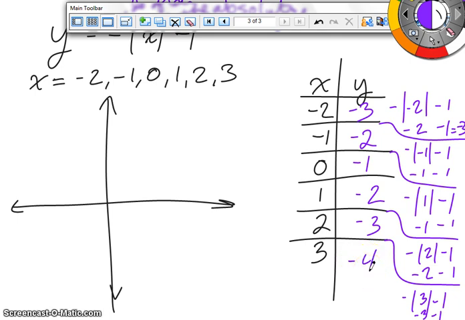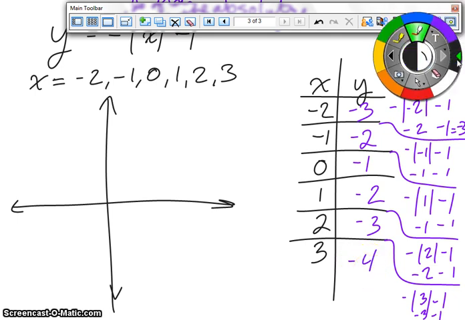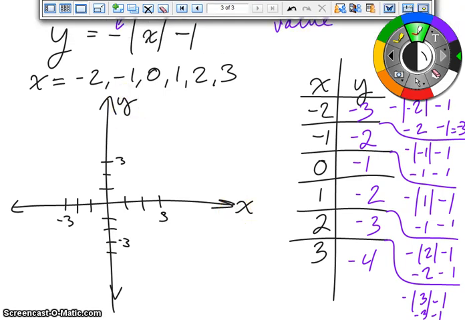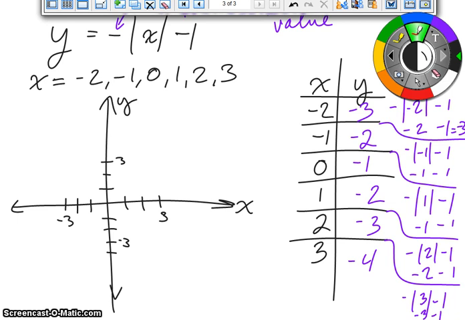Okay, so then you plot those. Those are your ordered pairs. So 1, 2, 3, 1, 2, 3 on each axis. I'm going to go one more, -4. Okay, here's your x and your y. And just plot the points that you found. Oops, that's kind of blocking our equation, isn't it? Plot the points that you found.